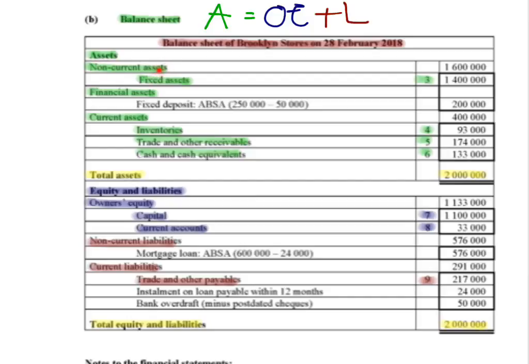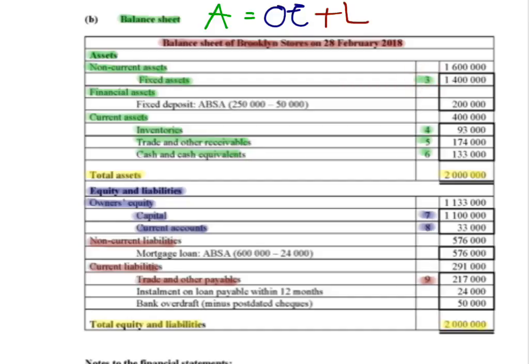Non-current meaning long-term assets. Current assets meaning short-term assets. So assets that will be part of my business for a long time, and assets that will be part of my business for a short period of time. So when I look at my non-current assets first, I find fixed assets is done in note number 3.